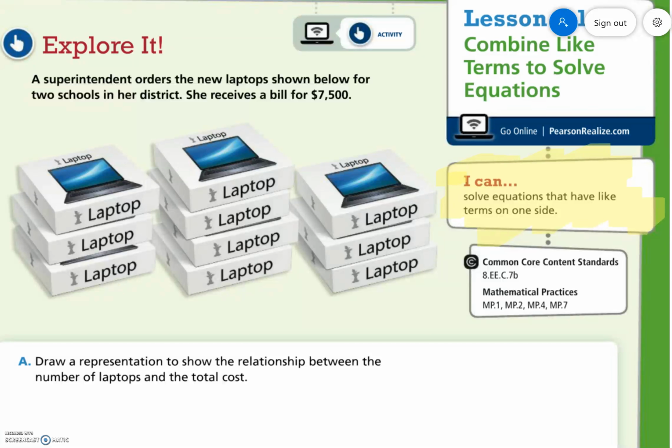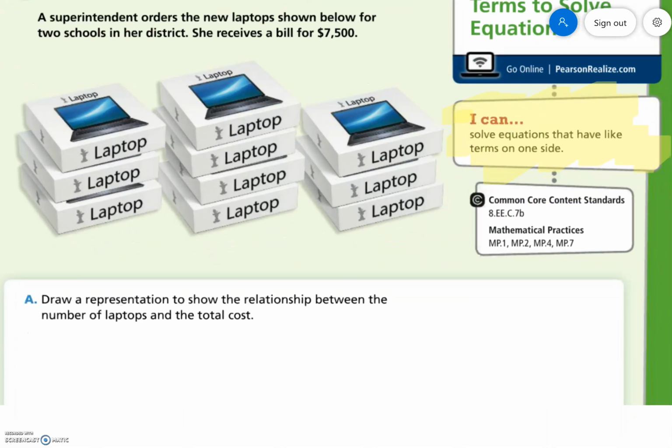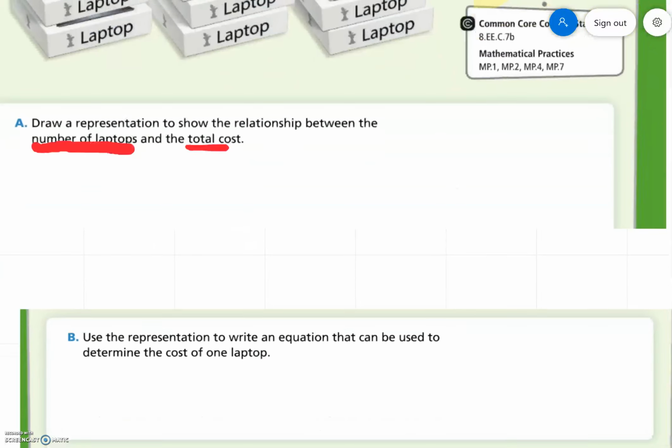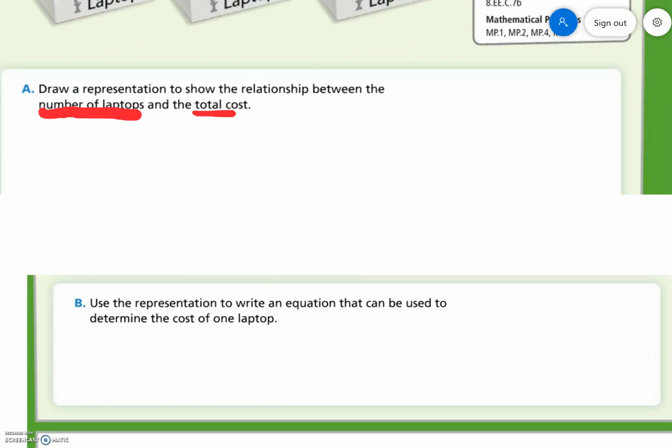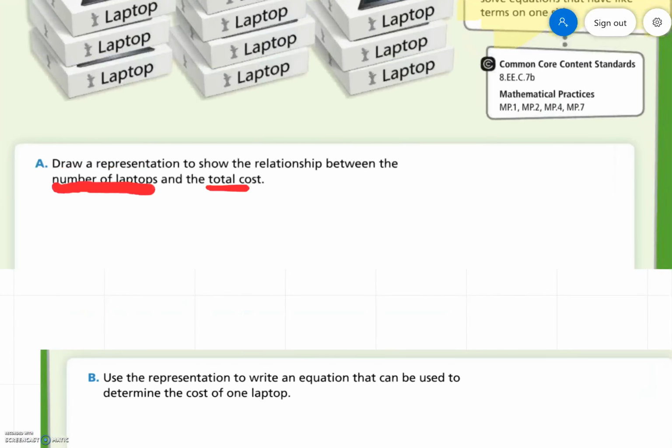Explore it. A superintendent orders the new laptop shown below for 2 schools in her district. She receives a bill for $7,500. Draw a representation to show the relationship between the number of laptops and the total cost. So you're looking at 2 things, the number of laptops and the total cost. So I want you to pause it and work on part A. Once you've finished part A, I want you to work on part B. Use the representation to write an equation that can be used to determine the cost of one laptop.